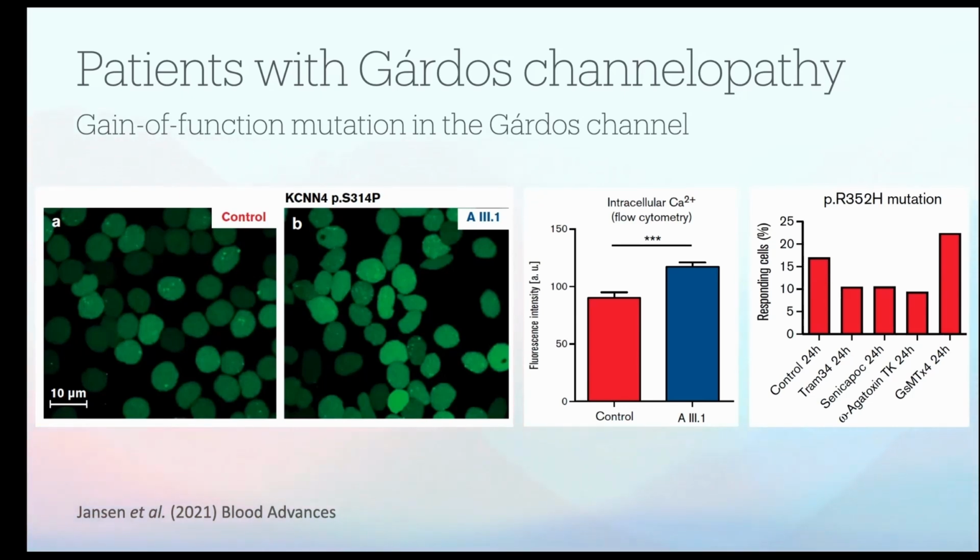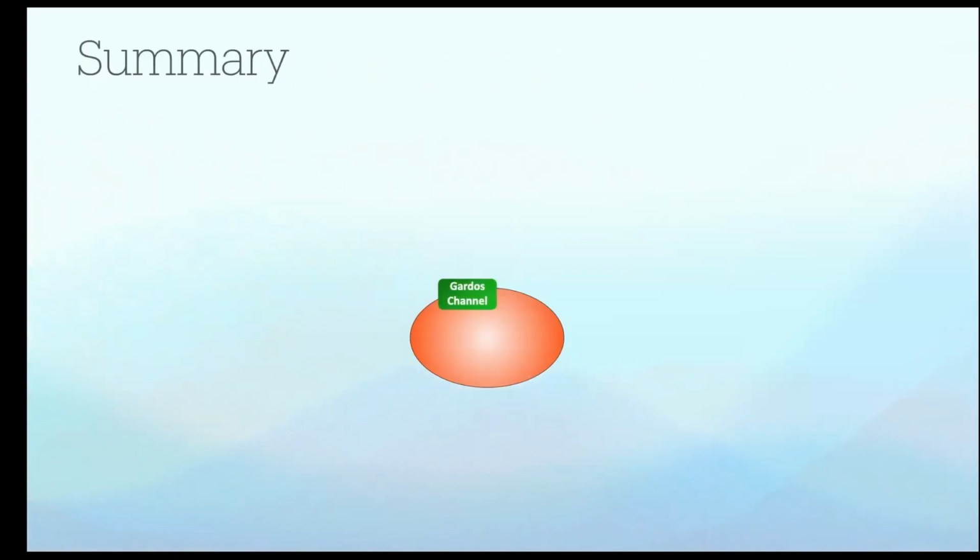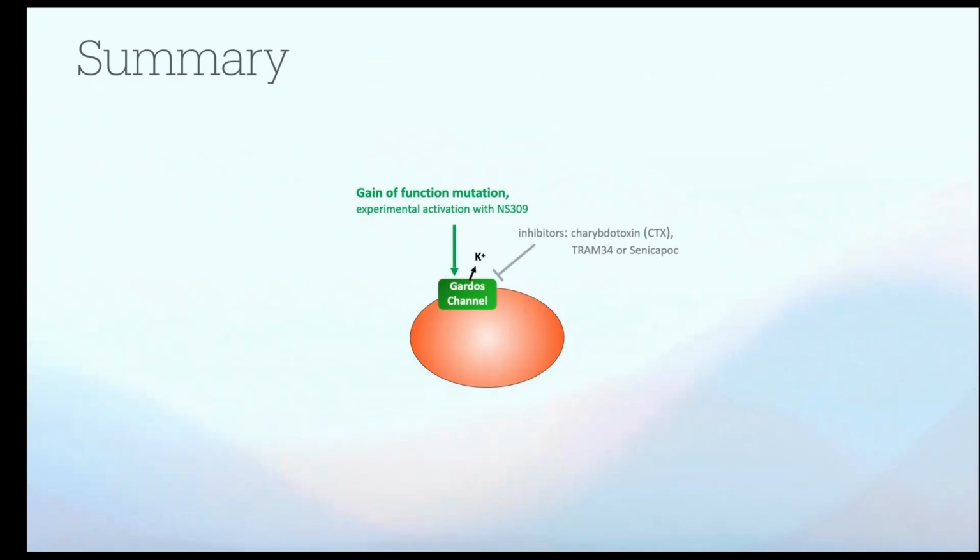But in my summary, I will also give you the explanation for this. So here we have the red blood cell with the Gardos channel. If the Gardos channel is activated, either in the patients with the gain of function mutation, which increases the open probability, or experimentally with the application of NS309, we get potassium loss. At the same time, we can manipulate this with inhibitors. For the Gardos channel, we have a bunch of inhibitors. Senicapoc is one. We have seen experiments with the TRAM34 or the Senicapoc.